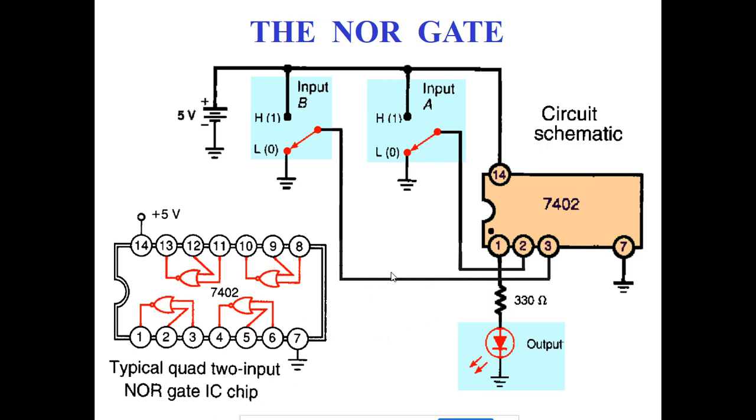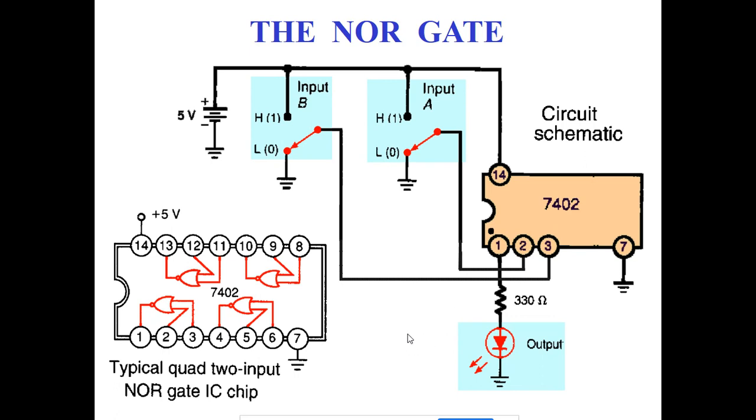Continuing with the NOR gate, we have a typical 7402 quad 2-input NOR gate integrated circuit in the lower left. If we look over to the right with the circuit diagram, notice the difference, and you can look at the symbol diagram to the left as well: in this case the output is on pin 1 and the two inputs are pins 2 and 3.